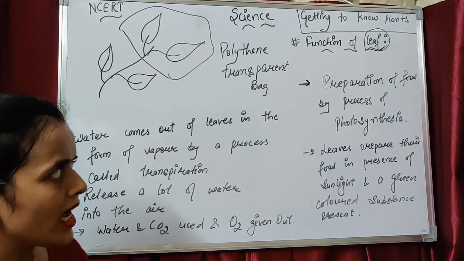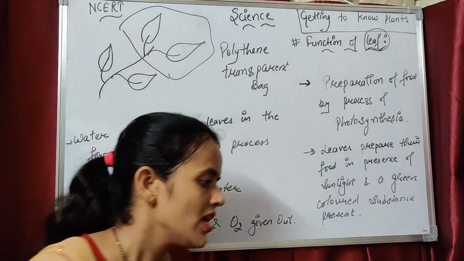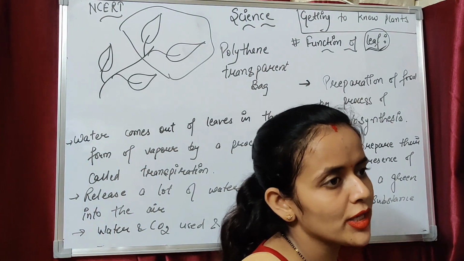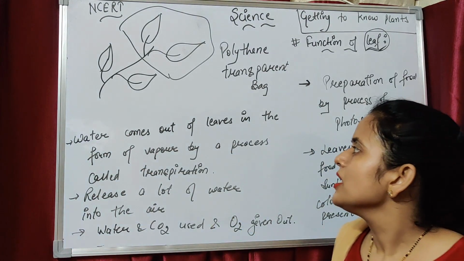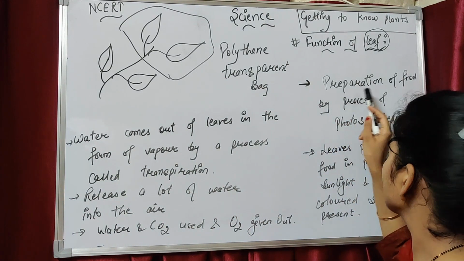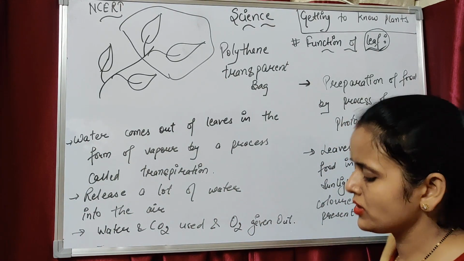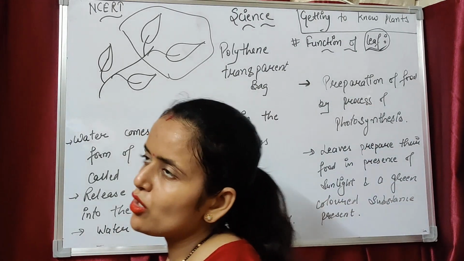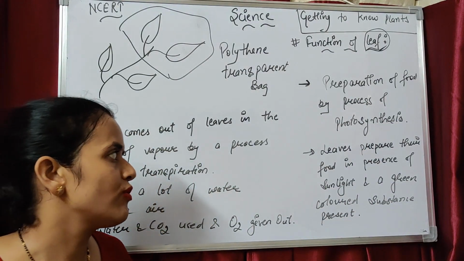How does the leaf help the plant to survive in its life? What will happen only due to the presence of a leaf in a plant? So focus here. First point, preparation of food by the process of photosynthesis.